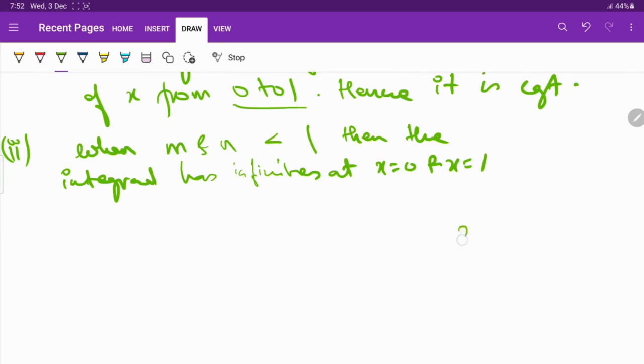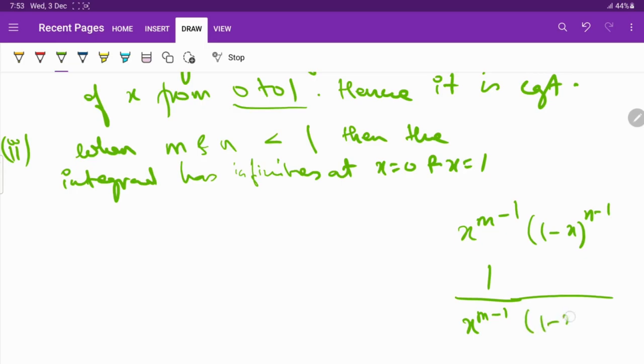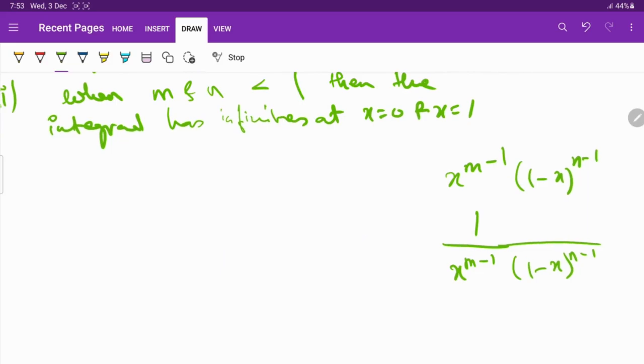So we have f(x) as x to the power m minus 1, times 1 minus x to the power n minus 1. What I'm saying is that m is less than 1, so in that case this is x to the power m minus 1, and n is also less than 1. Let me take these as new parameters p and q. Since m minus 1 is negative, it will go in the denominator part, and this is also going to be in the denominator part, so both are in the denominator.